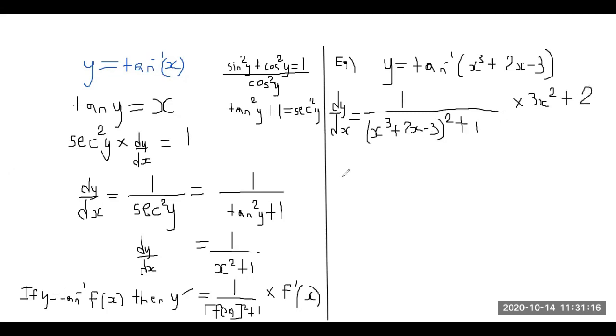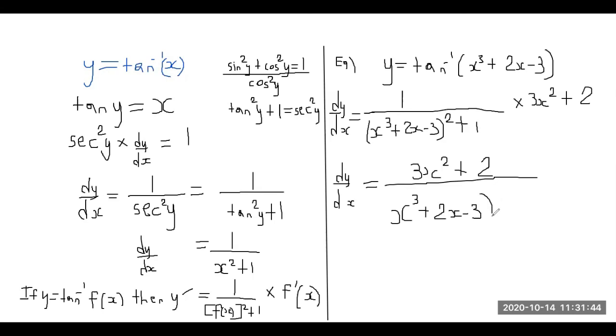And so what we're getting is that dy by dx is equal to 3x squared plus 2, divided by x cubed plus 2x minus 3 all squared plus 1. And that's how we differentiate tan inverse of a function of x. All right? Easy.